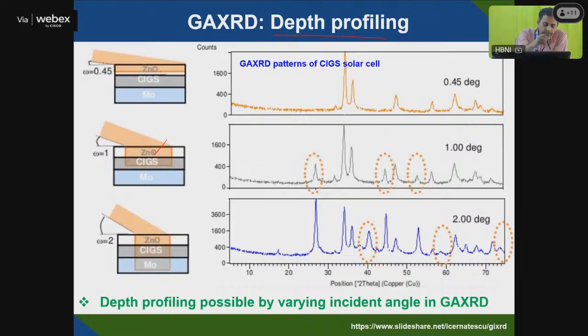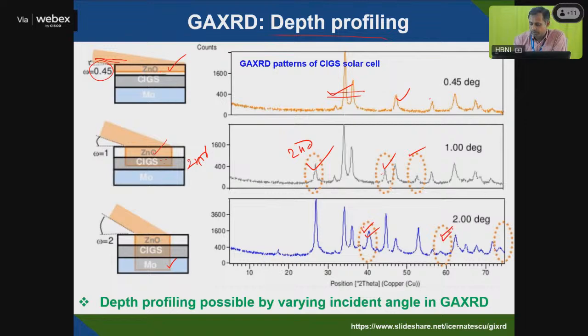First you take a very, very low angle. You can see the theta omega is 0.45, very low. In that case, the X-ray is only falling on the top surface, zinc oxide, so you are getting the peaks corresponding to zinc oxide. Now omega is slightly increased, and the X-ray goes to the CIGS coating layer, the interlayer. So you are getting some additional peaks corresponding to the second layer signal. Now you further increase omega, so you can go up to the molybdenum substrate, and you can see the additional peak from molybdenum.